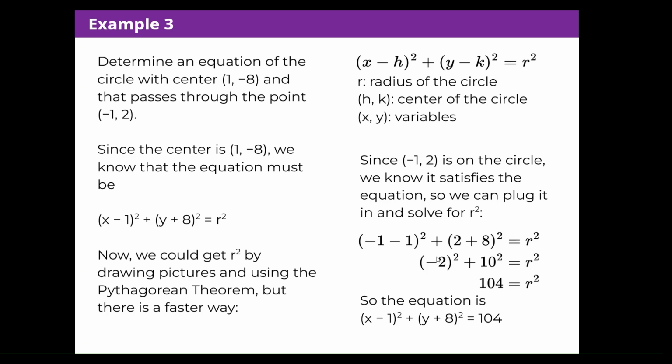So this is (-2) squared, which is 4. This is 10 squared, which is 100. And then 100 plus 4 is 104. And r squared is the number I need to put right here to finish my answer. I don't need to get the square root of this unless I'm going to draw it. r squared is 104. That's the number that I need right there. So here's my final answer. (x - 1) squared plus (y + 8) squared equals 104.